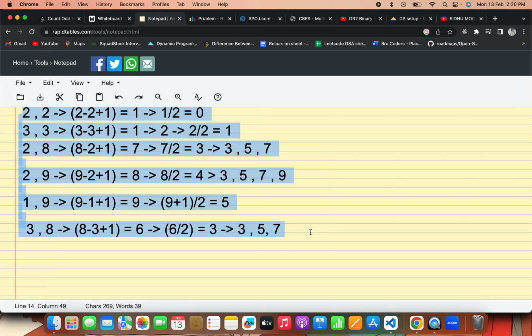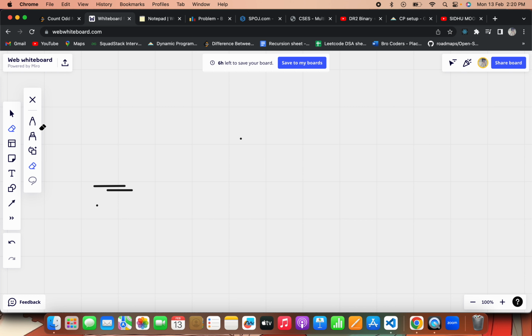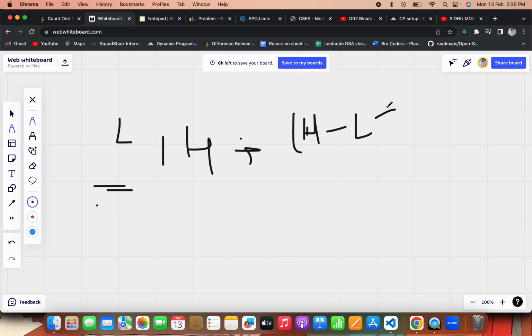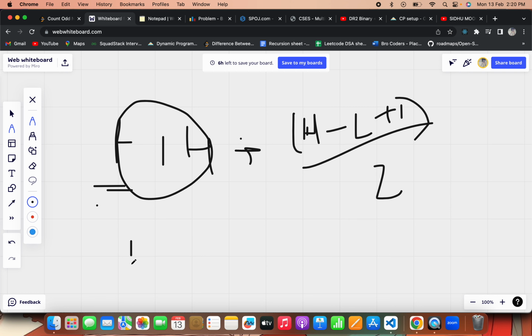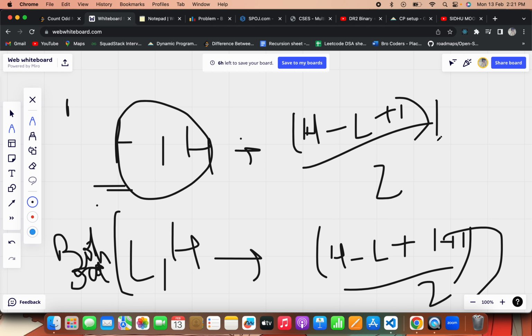Okay, so this is our answer. Basically our result is that if even one of them, lower or higher, is not odd, then we would just simply calculate the total number in the range, that is h minus l plus 1, divided by 2, and that would be the answer. And if both of them are odd, in that case we would have to take the ceiling. With both odd, we have to take a ceiling, that is h minus l plus 1 plus 1, divided by 2. So this is our simple answer, which will give us the answer in big O of one time complexity.